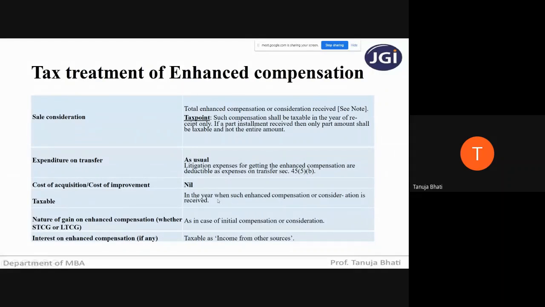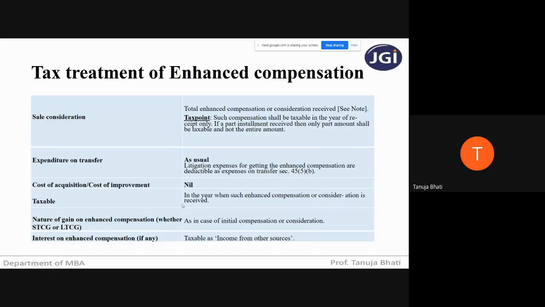Taxable in the year when such enhanced compensation or consideration is received. Nature of gain on enhanced compensation: whether we should consider such enhanced compensation as short term or long term. It depends on the initial compensation or consideration. If the initial compensation is long term, then take enhanced compensation also as long term. If it is short term, you take it as short term.